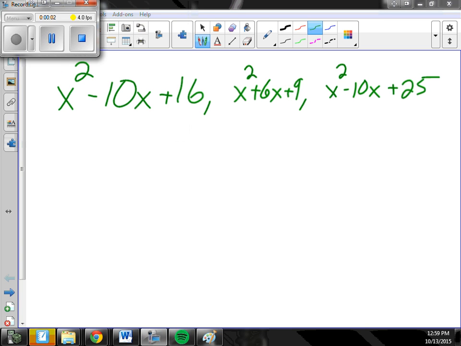Okay, I've written 3 quadratics up on the board. I want you to factor and find the roots of each of these quadratics. So pull out a piece of paper. You don't need to turn this in. On that paper, use the box, factor each one of these quadratics. Once you factor them, then find the roots. And go ahead and pause the video, and when you're done, we'll go over the answers.